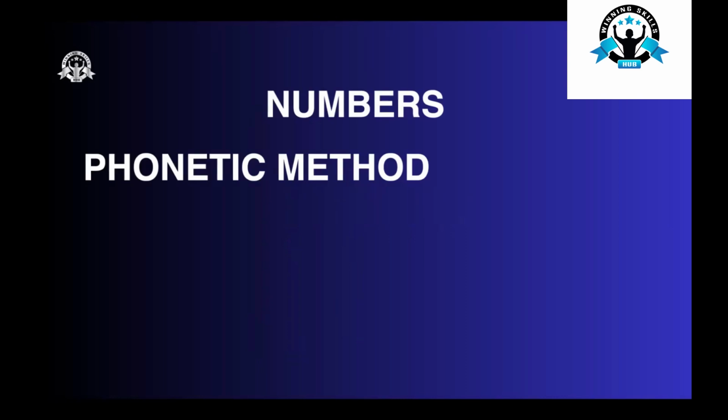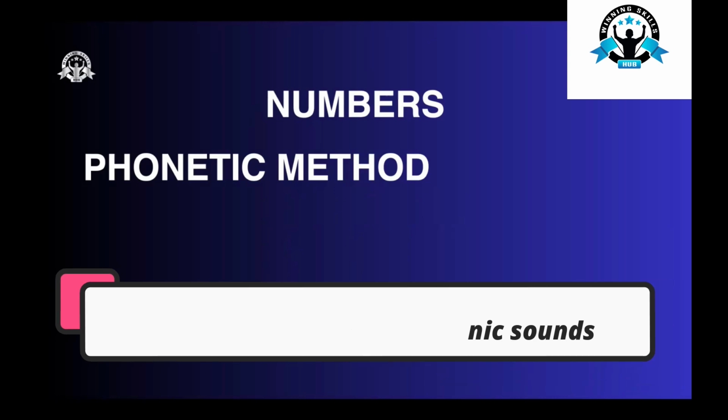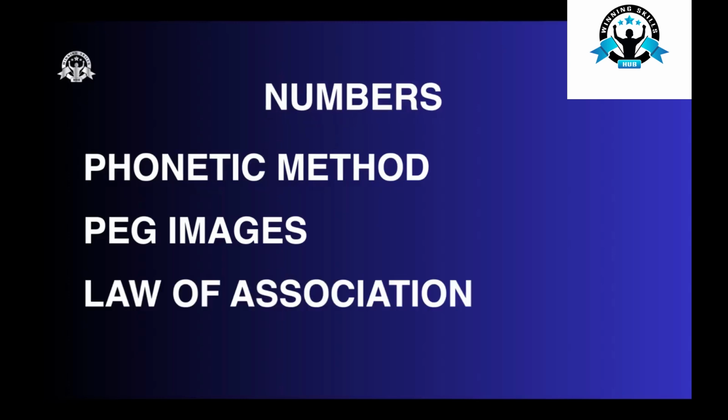We will see. We have the phonetic chart or phonetic method. It means these are fixed from 0 to 9. We will take some phonic sounds, and based upon those phonic sounds, we are going to build peg images. Based upon these peg images, we are going to remember the numbers, whatever the numbers, with the help of, again, the law of association. Friends, if you observe, these three are connected to each other.